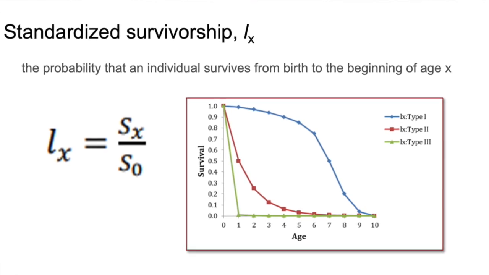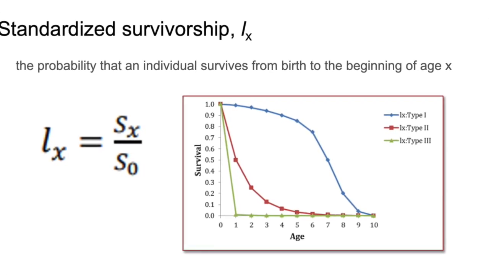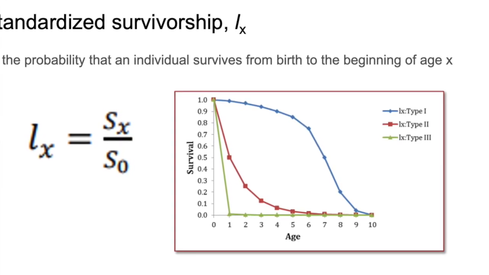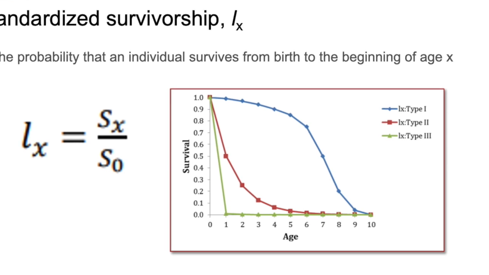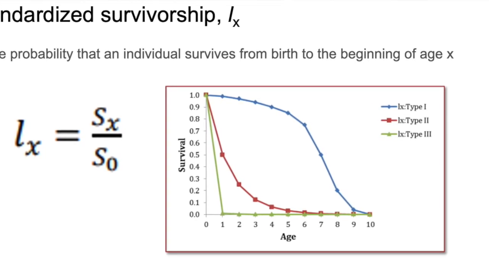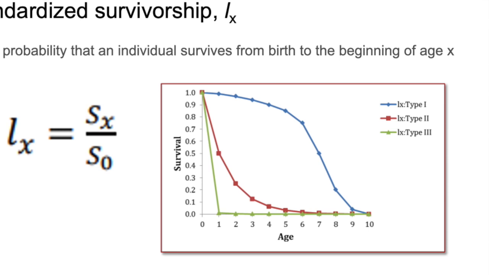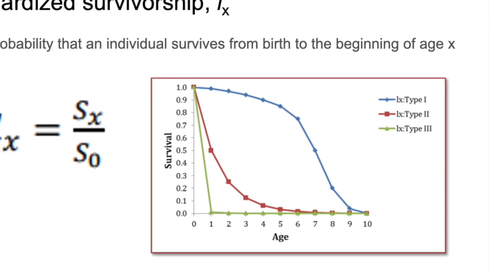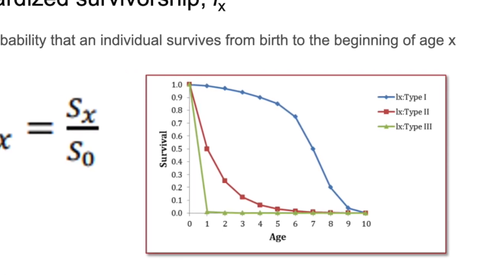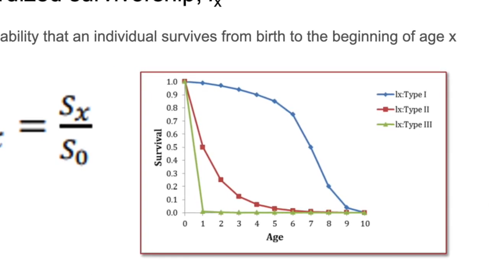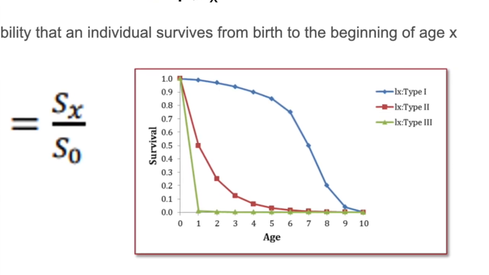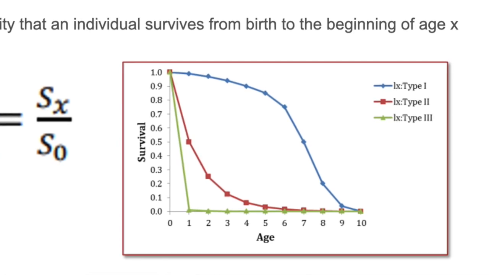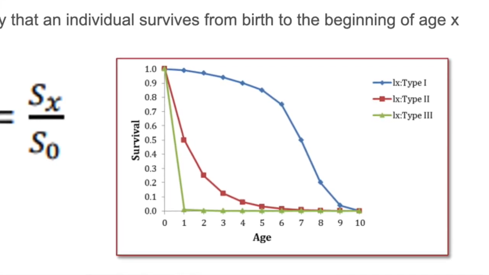Sx is a measure of the likelihood the organism will survive at that particular age, which is determined by counting the number of organisms of that species that are alive at that particular age. This is divided by S0, which is the total number of organisms that are born at a particular year. So, usually, standardized survivorship begins at a measure of 1 because it starts with S0 divided by S0.